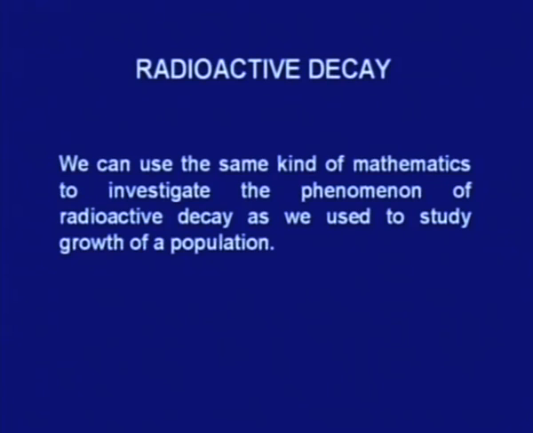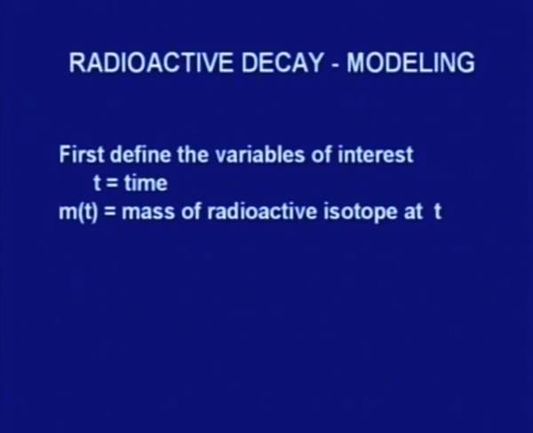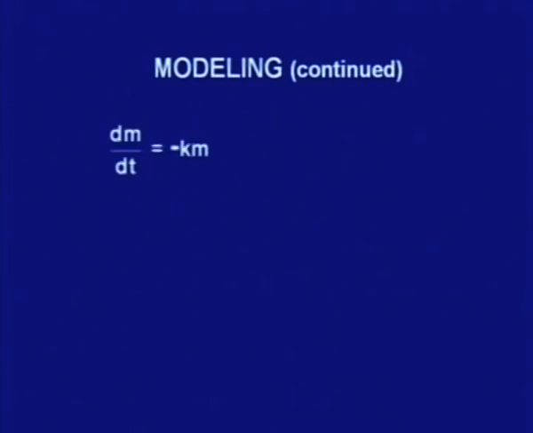So, we can use the same kind of thing. Let us define the variables first: t is the time, and let us say m(t) is the mass of the radioactive isotope at time t. It is given that this mass is changing at a rate proportional to the mass present at that time, that is, the rate of change of the mass, dm by dt, is proportional to the mass at that time. Thus, we can say that dm by dt is equal to minus km.